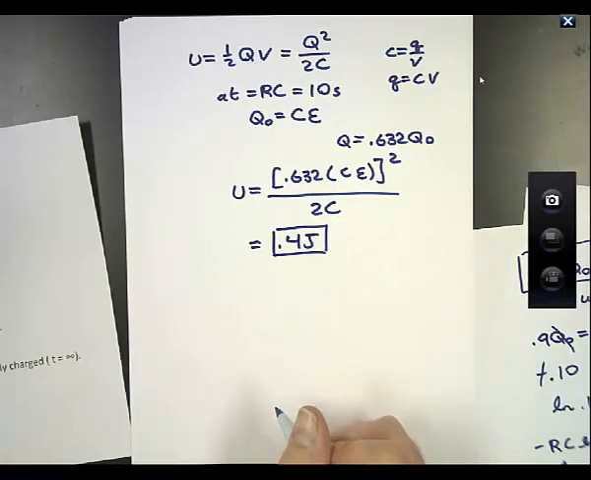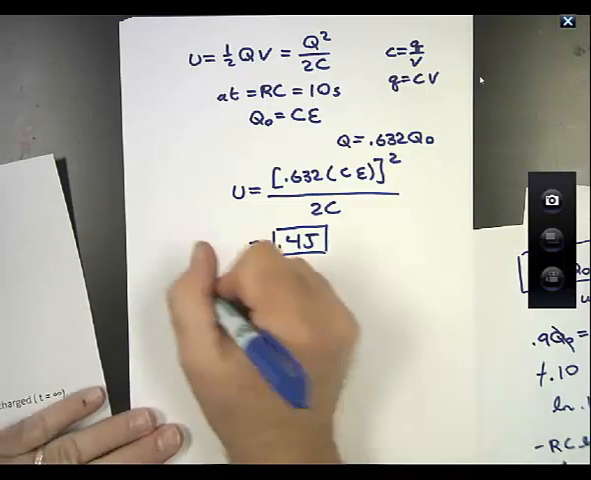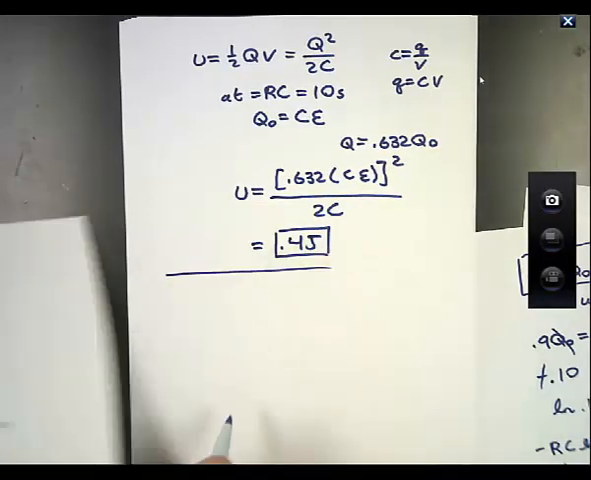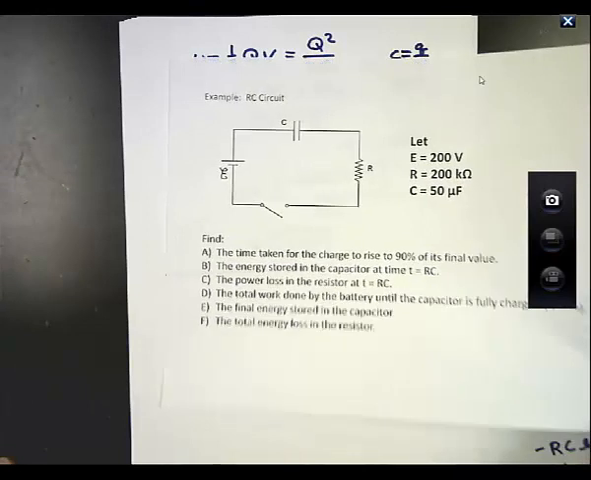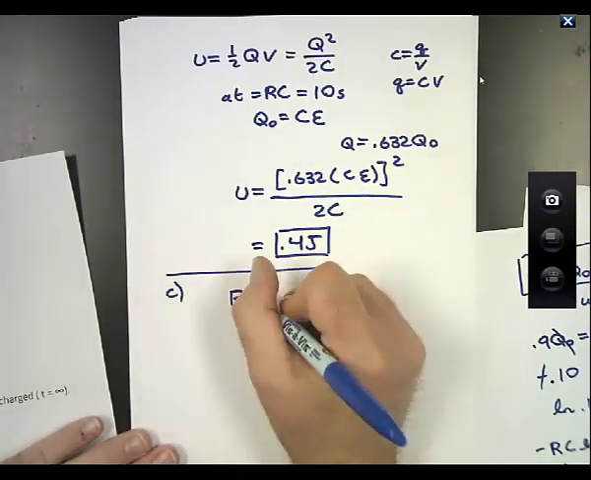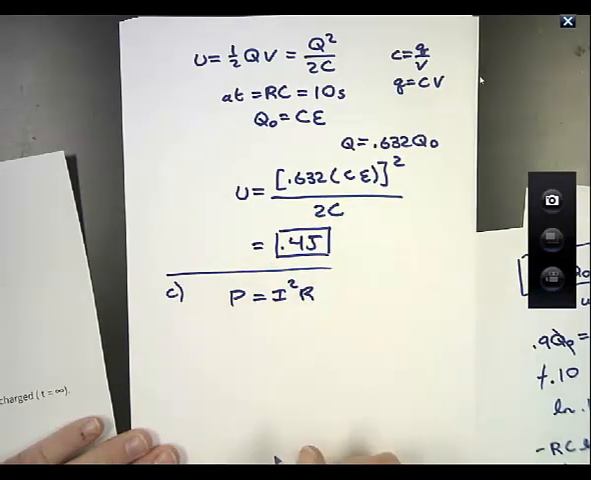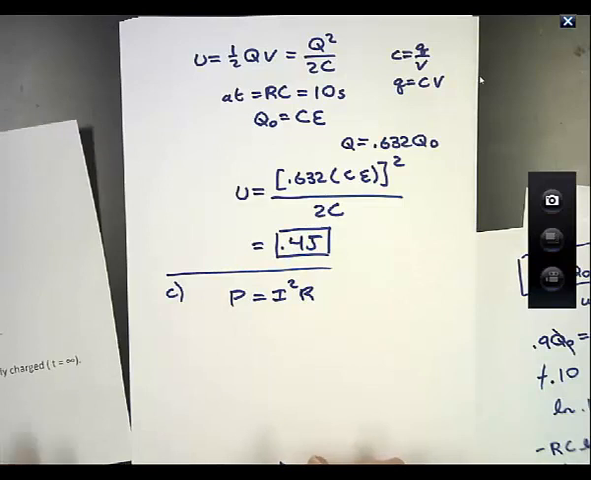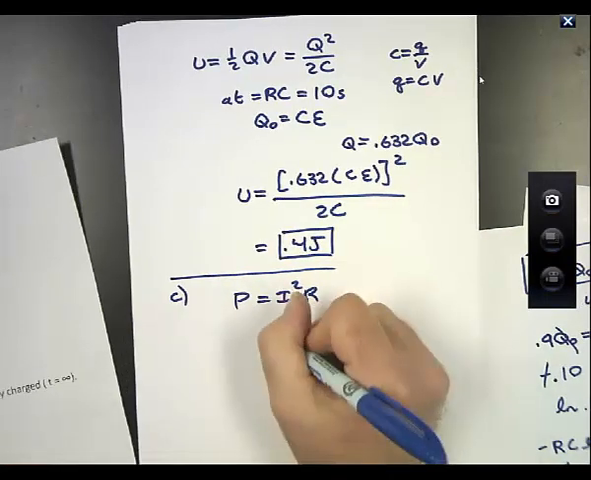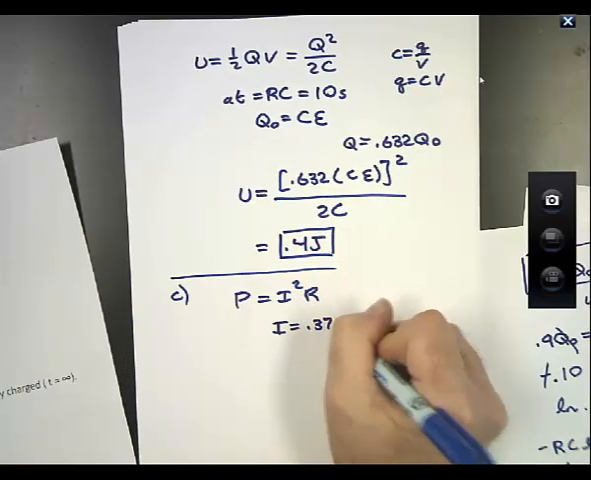What's the power loss at that time? Well, that's part C of your example. What's the power loss in the resistor? Power loss in a resistor is equal to I squared times R. So what's the current like at t equals RC? Well, we said that the current is going to be 0.37 times the initial current.